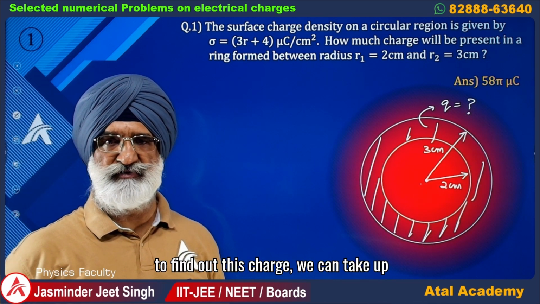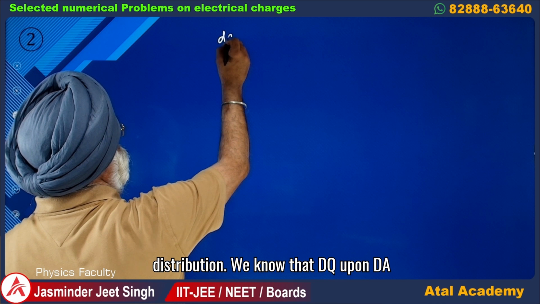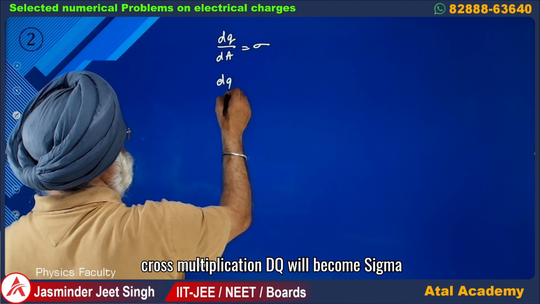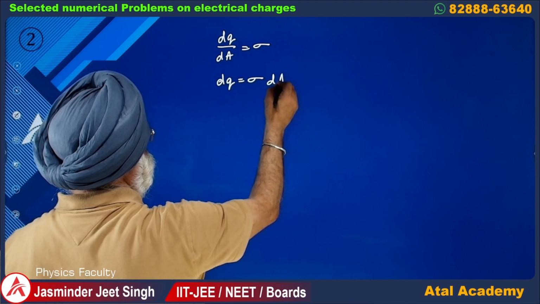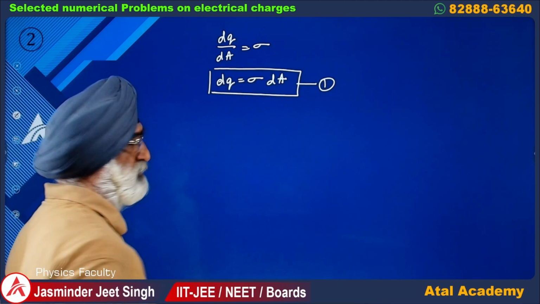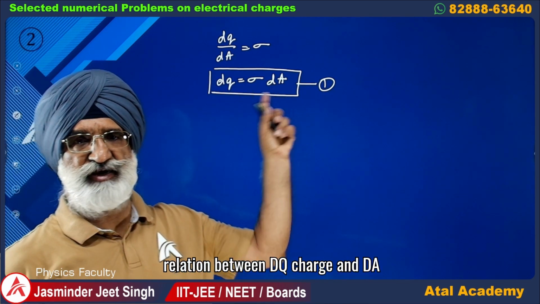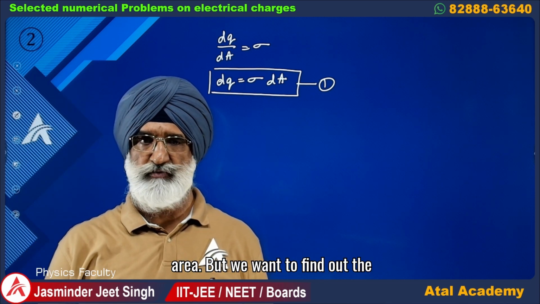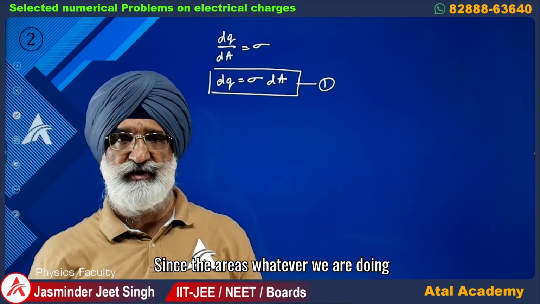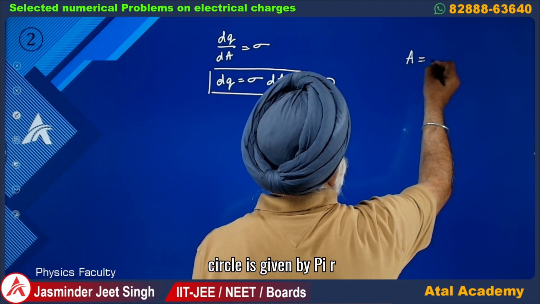In order to find out this charge, we can take up the charge distribution. We know that dq upon dA is equal to sigma. By cross multiplication, dq will become sigma into dA. This equation is giving us the relation between dq charge and dA area. But we want to find out the relation between charge and radius. Since the areas we are dealing with are circular areas, the area of a circle is given by pi r square.